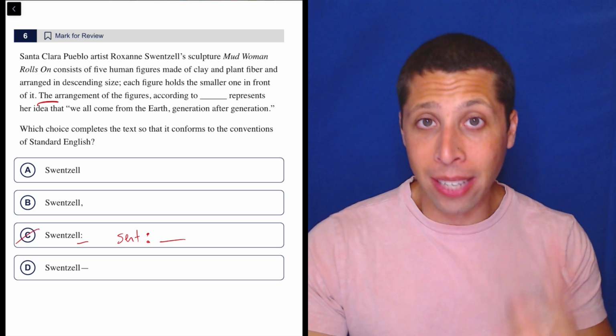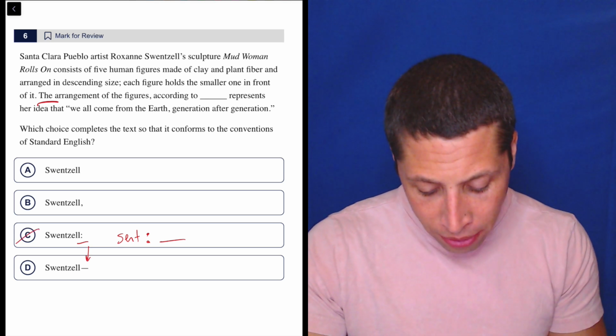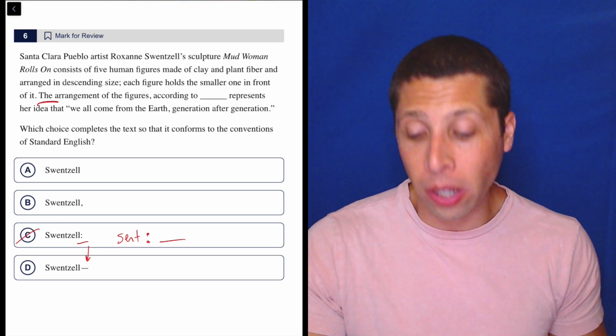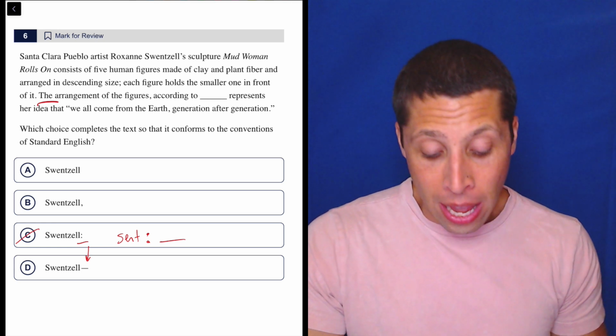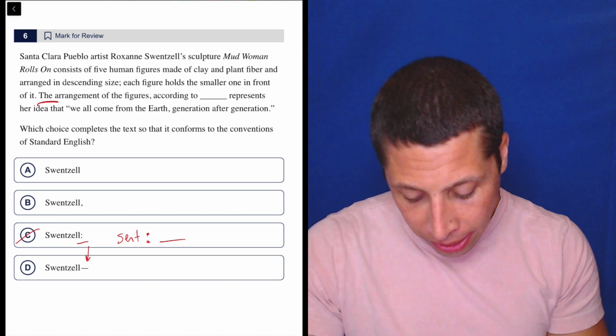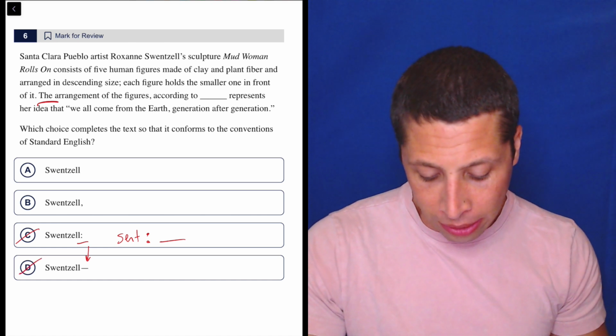And I'll say the same thing I said in the previous video, question 5. The colon and the single dash are basically the same thing. So if the colon doesn't work, the single dash won't work either. If we had 2 dashes, maybe there's a chance that we could save it, but not in this case. So D is going to be eliminated as well.